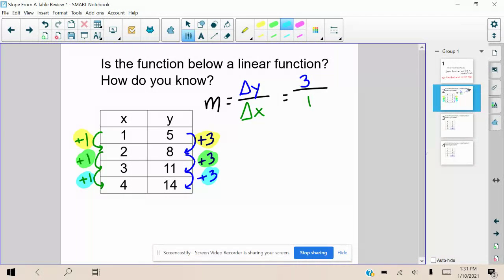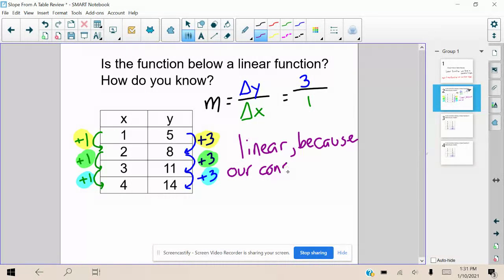So this was one example of how to determine whether or not the function is linear, and how do we know? So we calculated the slope, and we know because we would say it's linear because our constant slope is 3 over 1, which again, we could simplify down just saying 3, because 3 divided by 1 is 3. So that's how we would approach this kind of question. Awesome.